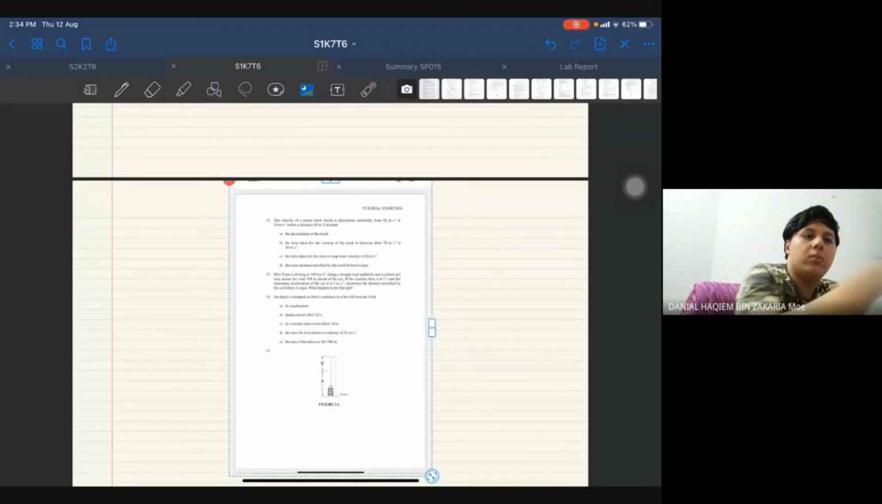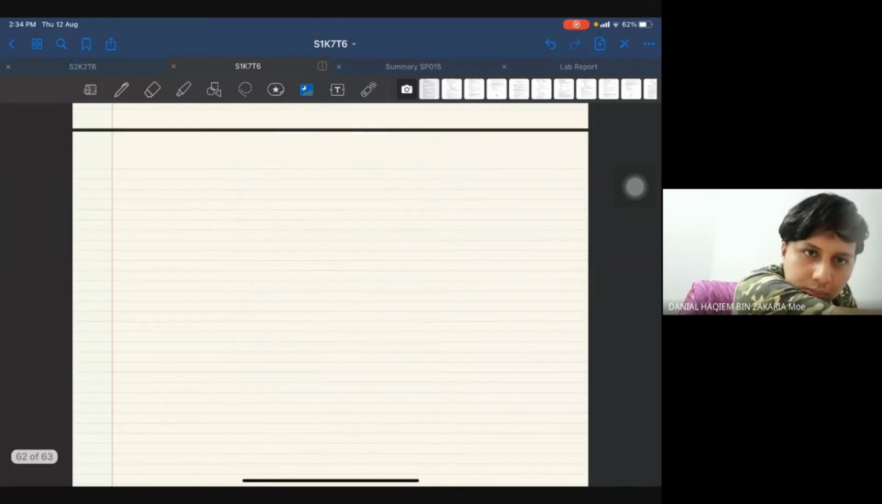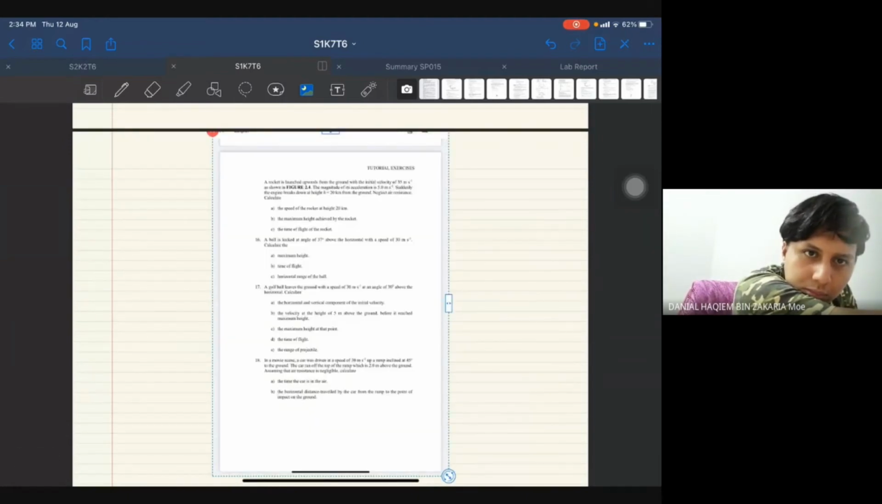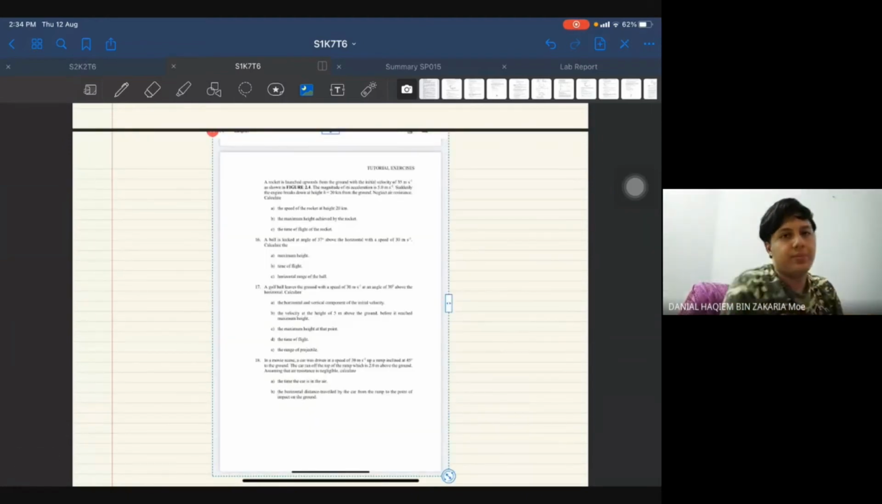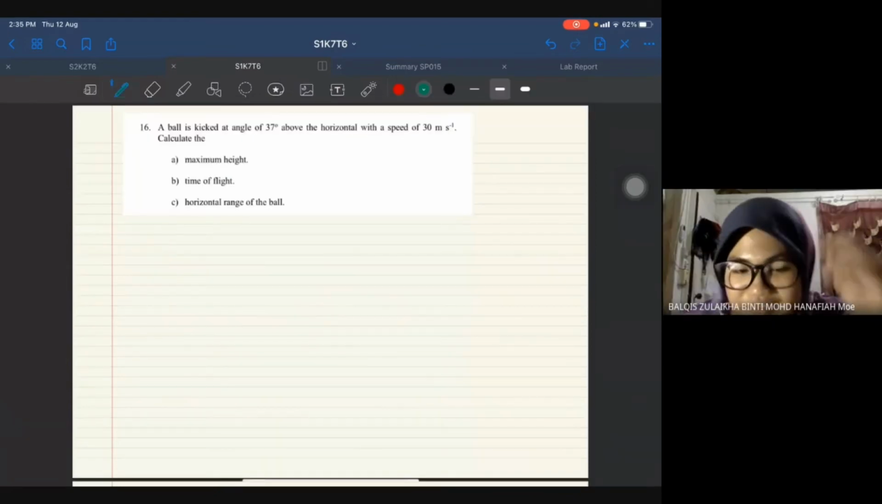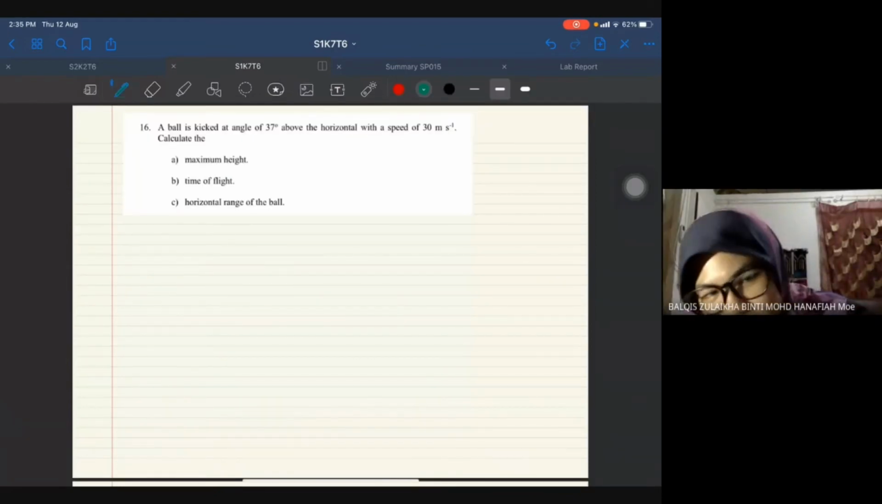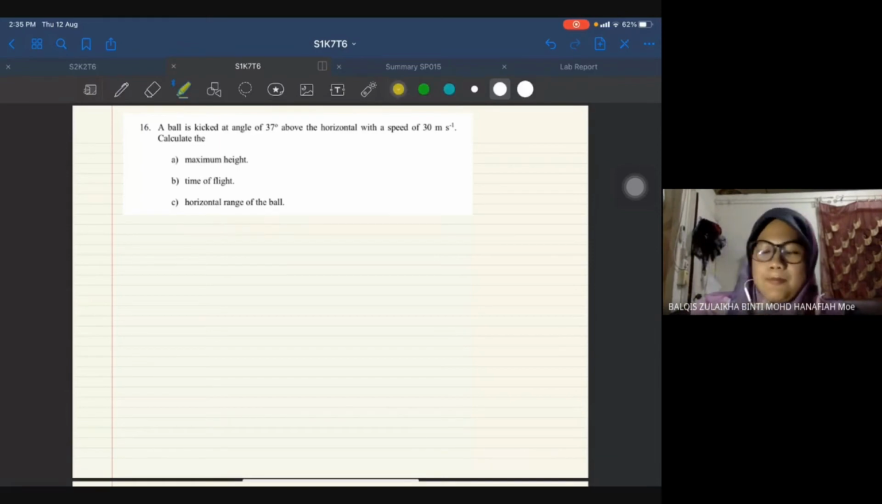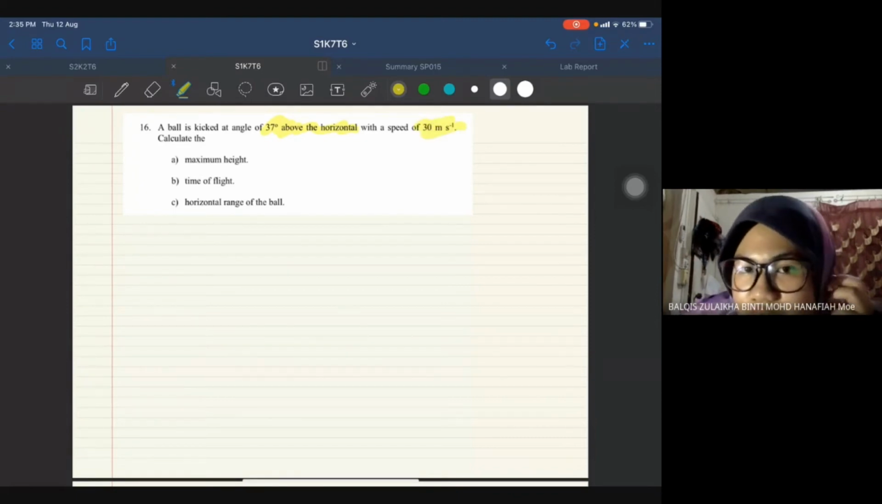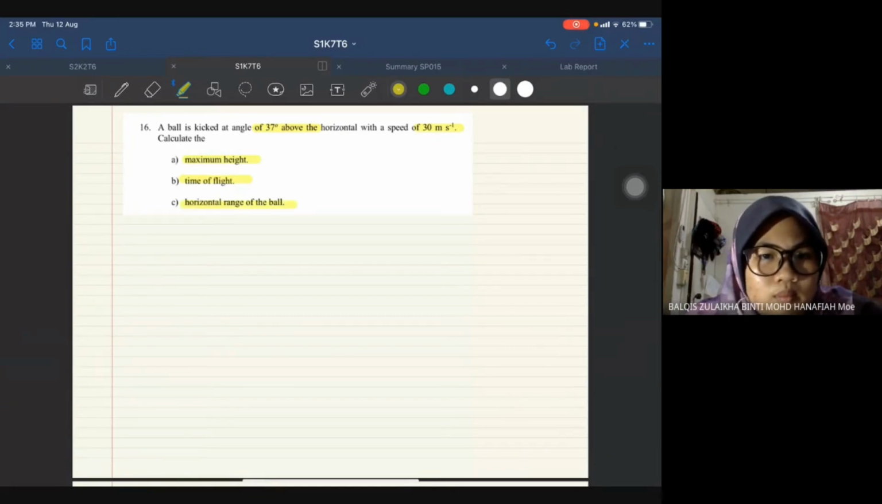Okay, saya nak kita cuba discuss satu example. Okay, let's say we try to do example 16. Okay, for this question, a ball is kicked at an angle 37. So first thing kita highlight dulu. With a speed of 30 meter per second. Okay, calculate the maximum height, time of flight and horizontal range of the ball.